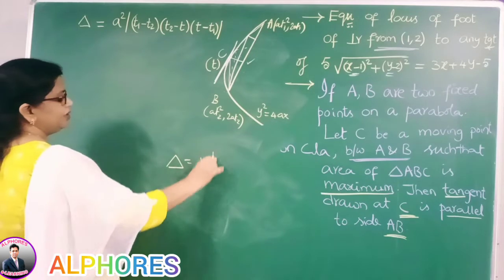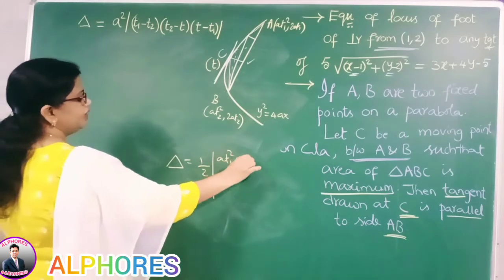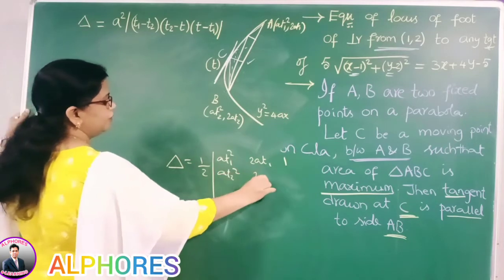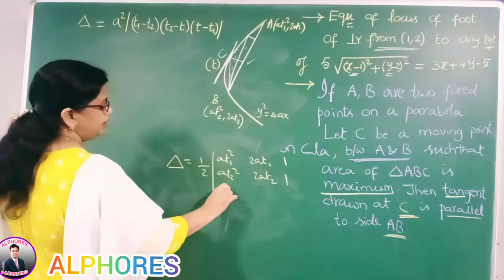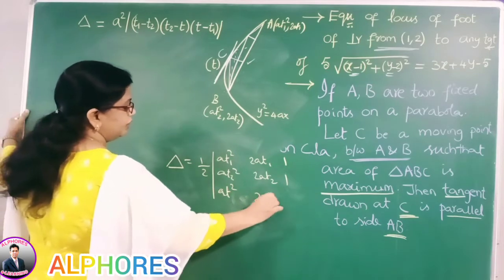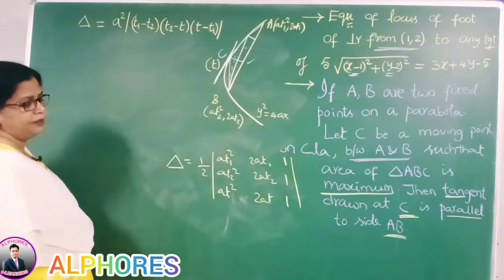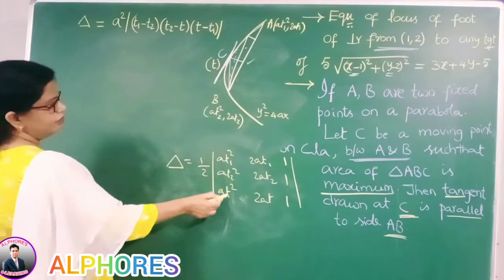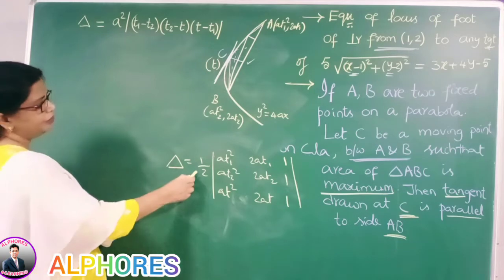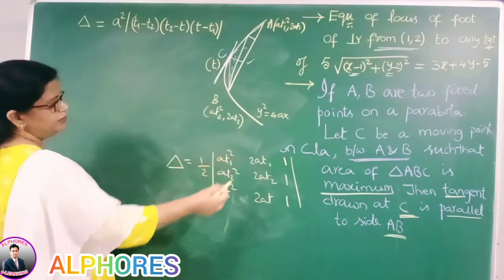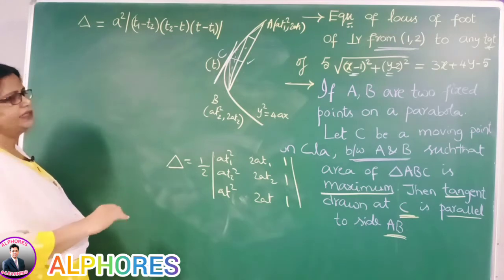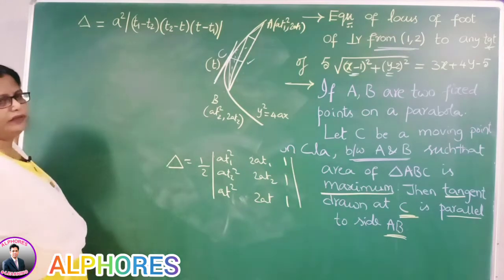Delta is half of, you are writing a t1 square, 2a t1, and this is 1; a t2 square, 2a t2, this is 1. Now I am writing this as a t square, 2a t, and this is equal here to 1. Now from this column you take a out, from this column 2a out, then you will get 2a square by 2. Then you got here the known formula, that is 1 1 1, a b c, and a square b square c square. From that we obtain this result.